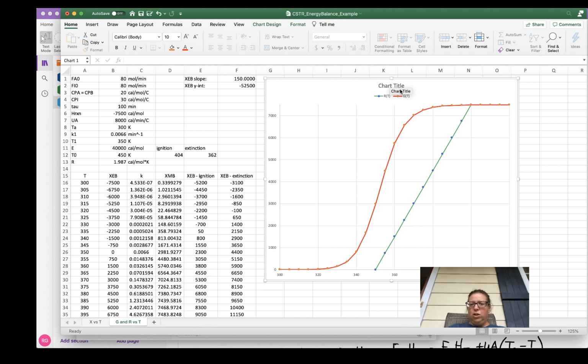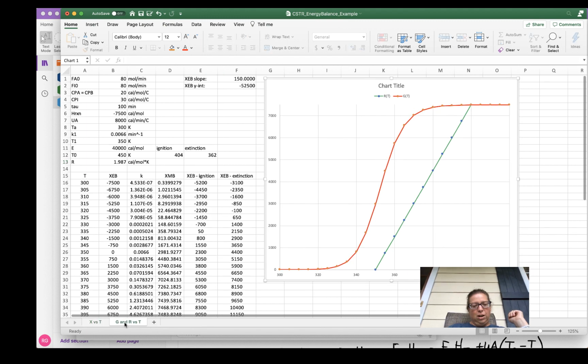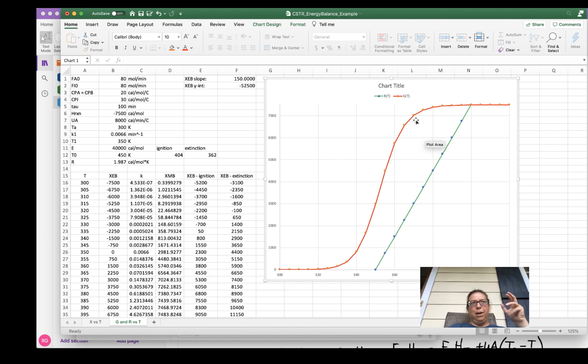Capital G, the heat generated term, is equal to the mole balance times the negative heat of reaction. The capital R of T, the heat removed term, is equal to the energy balance times the negative heat of reaction. So I can plot either way to make my solution. If I look at my X of T curves and my G and R versus T curves, they're essentially the same, except these curves have been multiplied by the negative heat of reaction compared to the X versus T. So G of T looks a lot like my mole balance term. That's because it is my mole balance term multiplied by a number.